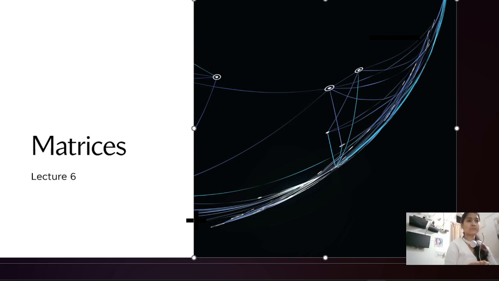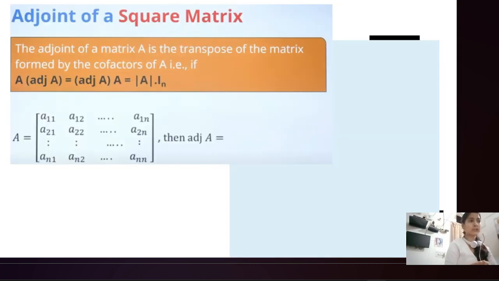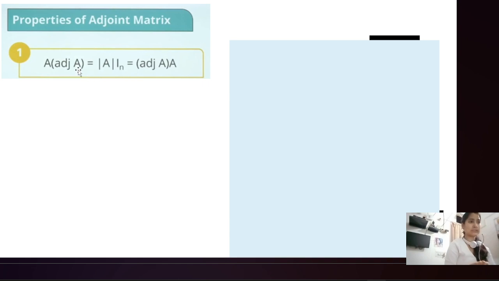property second. Actually, in the previous lecture, I have already explained property one. This one: A adjoint A is equal to determinant of A multiplied with the identity matrix, and is equal to adjoint of A then A. This property I have already discussed in the previous lecture, lecture five. So if you have not watched lecture 5, then just go and watch that lecture. Okay, so today we are going to start with the next property, second.